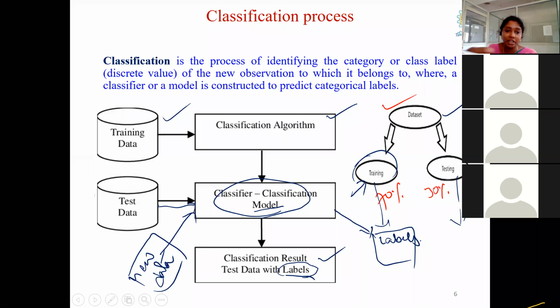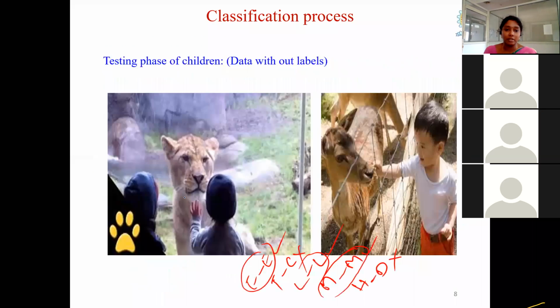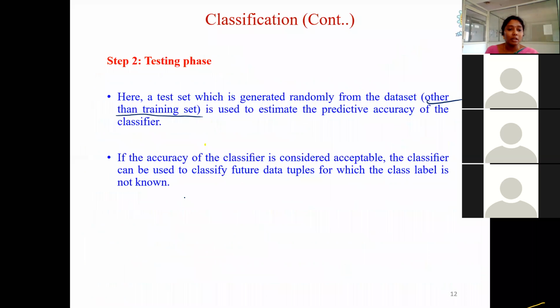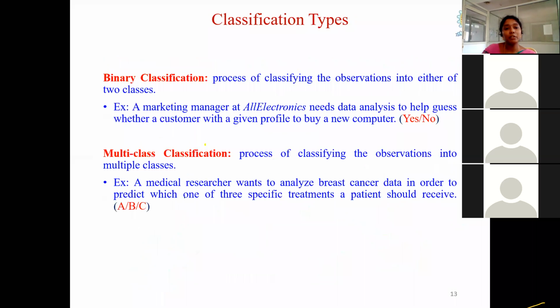By initially testing with the test data, if it is getting perfection with the test set, only then can you allow that model to classify the real-life examples, unknown examples or future observations. That is what is here: if the accuracy of the classifier is considered acceptable, the classifier can be used to classify future data tuples for which the class label is not known. And here we have two types of classification, binary classification and multi-class classification.